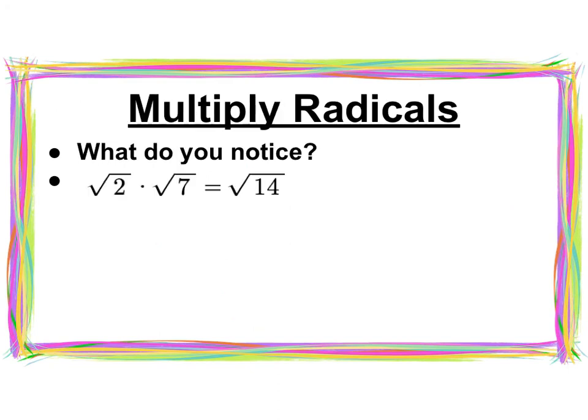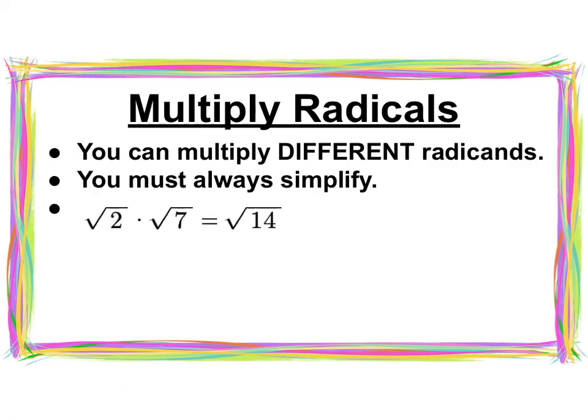Let's switch over to multiplication. This is a true statement. The square root of 2 times square root of 7 equals the square root of 14. So I'm asking what you notice, and perhaps you notice that we don't have the same radicands anymore. You don't need them when you're multiplying. You can multiply anything. So you can multiply different radicands, and then you always have to simplify, because usually when you're multiplying, you're making something bigger, and then when you simplify, you have to make it smaller. So this one's finished. Square root of 2 times square root of 7 is just square root of 14. It can't be simplified.